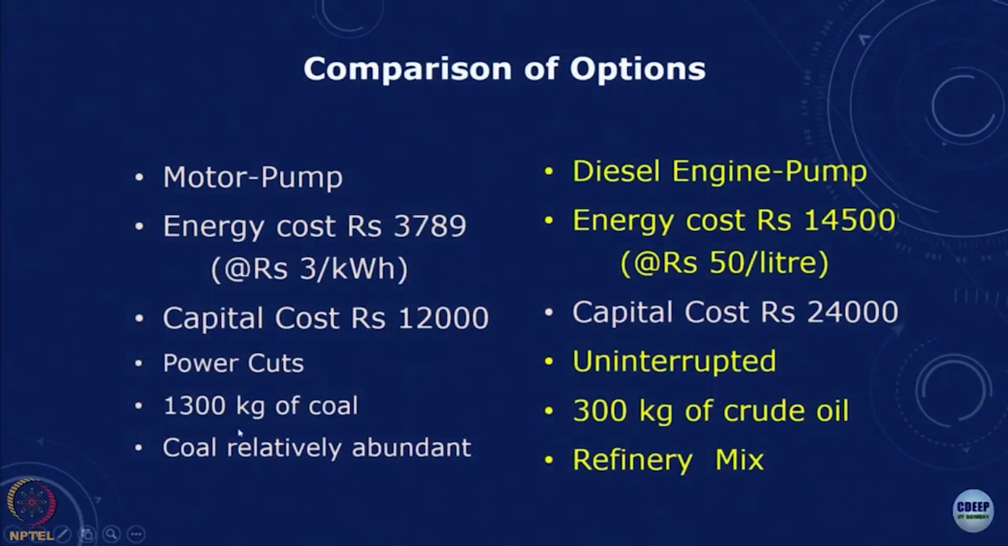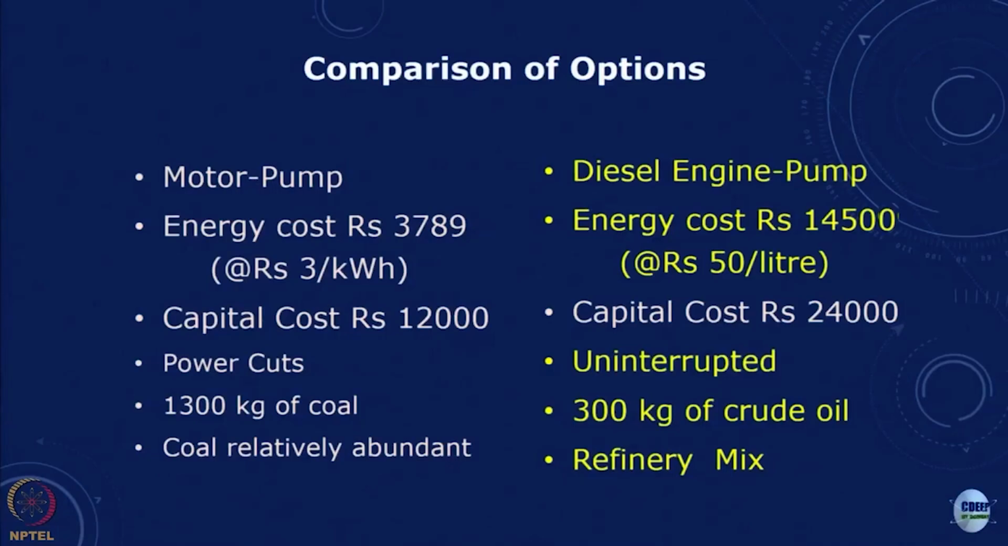We calculated 1300 kgs of coal, and similarly we can take the oil and then divide by the calorific value of the crude, and you will get this as 300 kgs of crude oil. You can cross check this. Now the question is, how do we compare 1300 kgs of coal with 300 kgs of crude oil? From an energy viewpoint, this 300 kgs of crude oil is less energy.